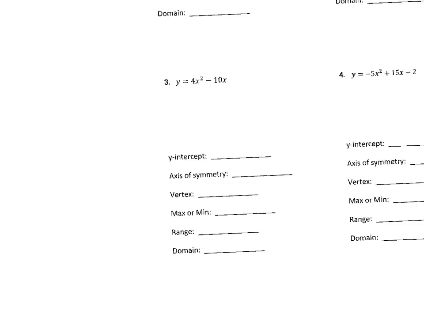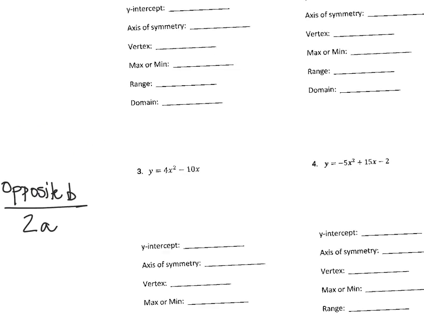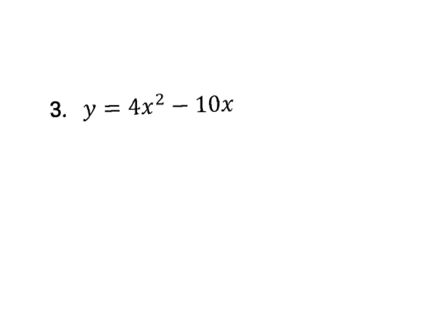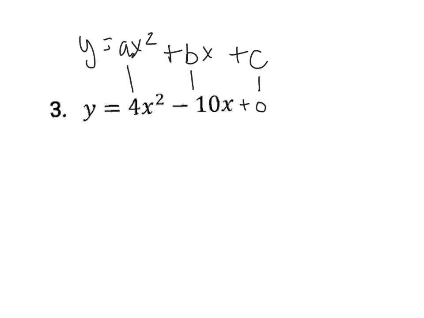From that awesome video that you guys loved so much yesterday, we learned that to find the vertex, I do the opposite of b over 2a. So I'm going to go up here above my problem first, and I'm going to write my standard form, which we reviewed yesterday: y equals ax squared plus bx plus c. What that tells me is that a is 4, b is negative 10, and c in this case there isn't one, so that means there's a 0. Hey, that should help you with your y-intercept for this problem.